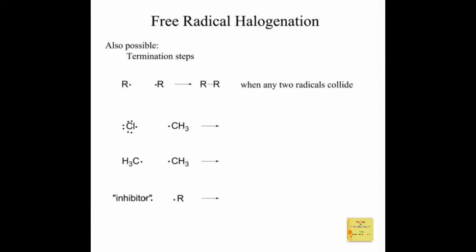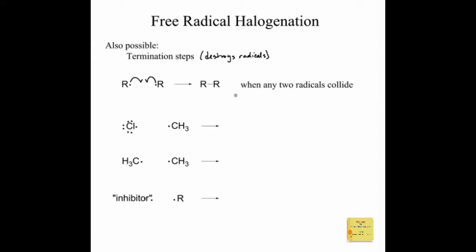Another thing that can happen are steps known as termination steps. Now, I put these separately because this is not part of the normal chain reaction that is used to form our alkyl halide. But this can also happen. A termination step is something which destroys radicals. If you had two radicals ever combining in a step, then these two electrons could come together to form a bond. When two radicals collide, that would give a product that no longer has a radical.